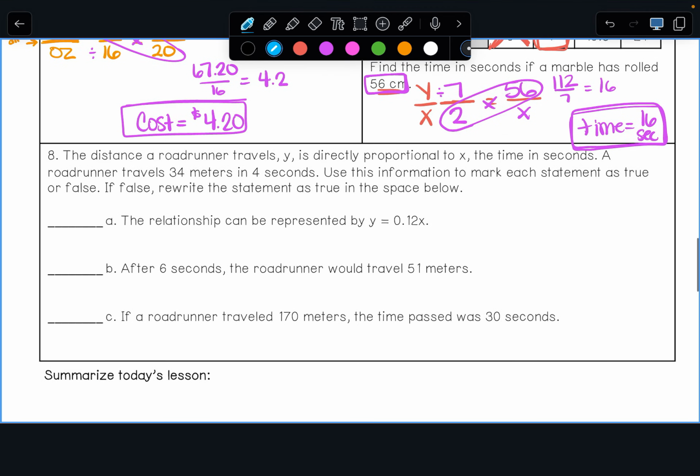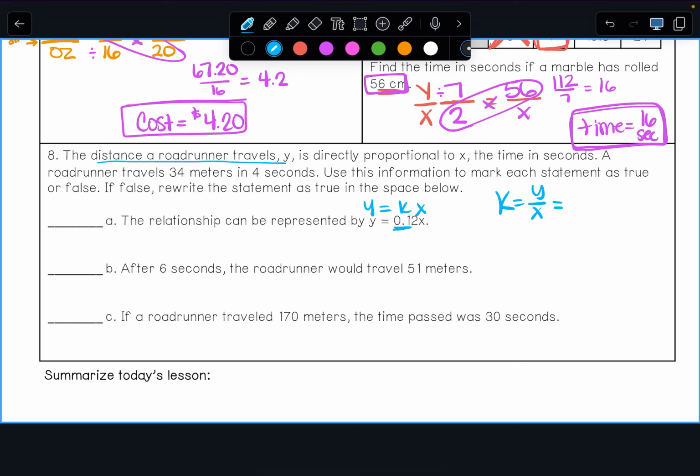Last problem, number 8. The relationship can be represented by y is equal to 0.12x. Well, we know that the equation for direct variation is y is equal to kx. So basically, we're looking to confirm that 0.12 is k. To find k, we take y and divide by x.